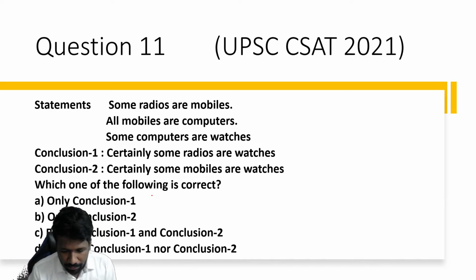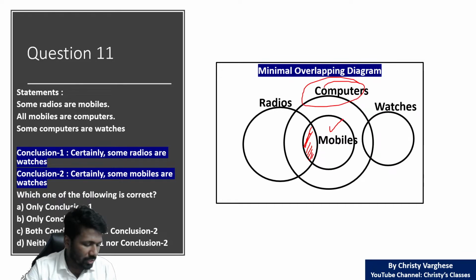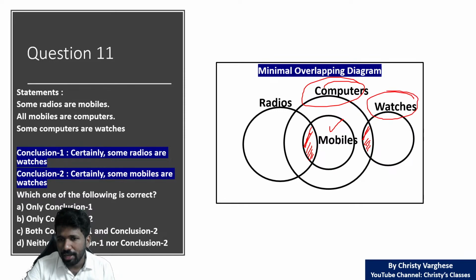This question I will answer super fast due to lack of time. Some radios are mobiles, so radios and mobiles will have an intersection. All mobiles are computers, so the mobile set should be inside the computer set. Draw it yourself. Some computers are watches, so computers and watches should have an intersection. As it is a minimal overlapping diagram, we are not connecting radios and watches.